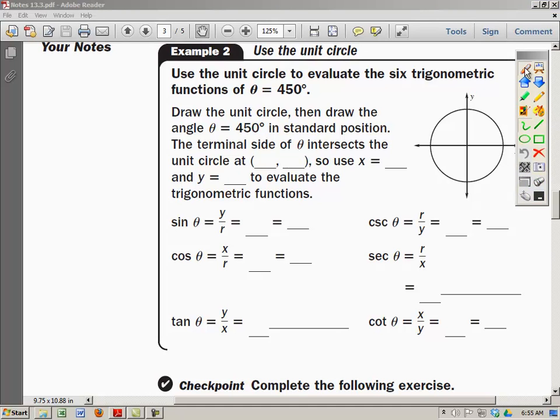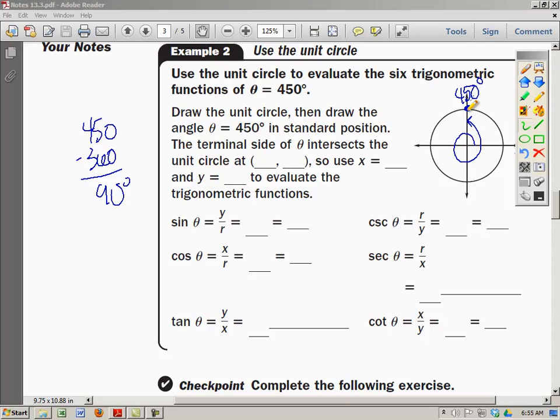It says use the unit circle to evaluate the 6 trigonometric functions of 450 degrees. Okay, so we've got our unit circle drawn to the right here. 450 degrees is more than a full circle, so let's go 450 minus 360, and that comes out to 90 degrees. All right, so what we're saying then is I go one full circle plus another 90 degrees. So that would be a 450 degree angle.